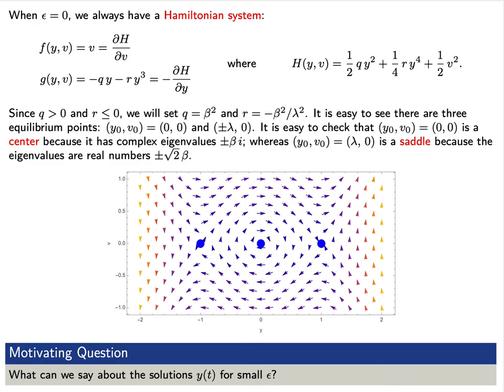We're motivated by the following question. Now that we have an idea of what the equilibrium points are, and we've classified them, and we have a better idea of what the phase plane looks like, this all works for epsilon equal to zero. What can we say about the solutions y of t for small epsilon that are not equal to zero?